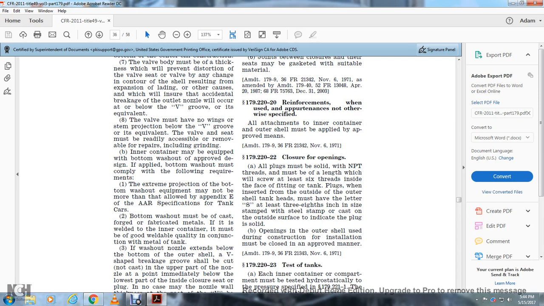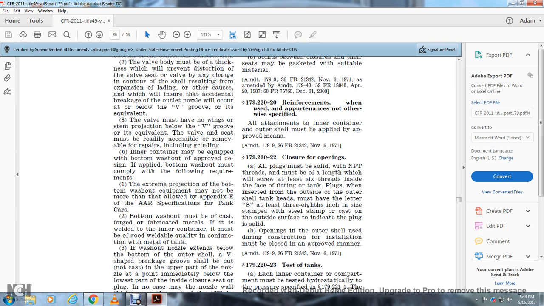The valve must have no wings with the seam projection below the V groove or its equivalent. The valve seat must be readily accessible and removable for repairs, including grinding. The inner container may be equipped with a bottom washout of approved design. If applied, the bottom washout must comply with the following requirements.